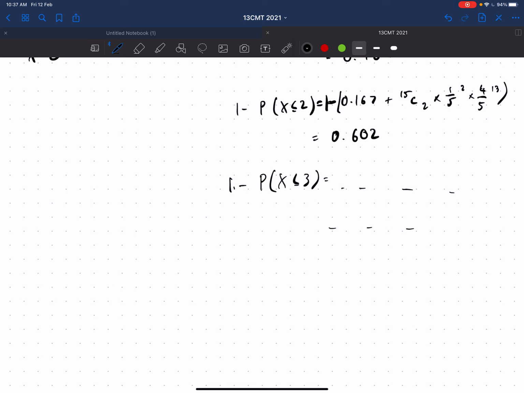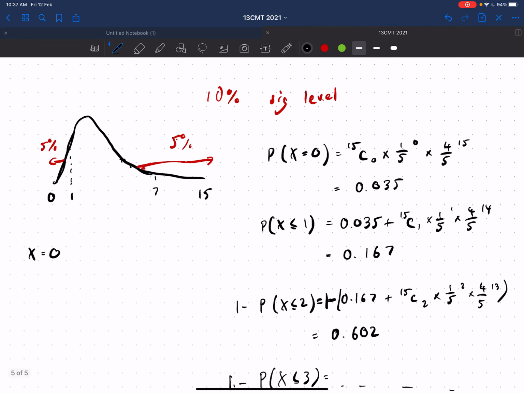So if you want to just carry on that question, see if you can get the x crit value on the right hand side, whatever this value here may be.